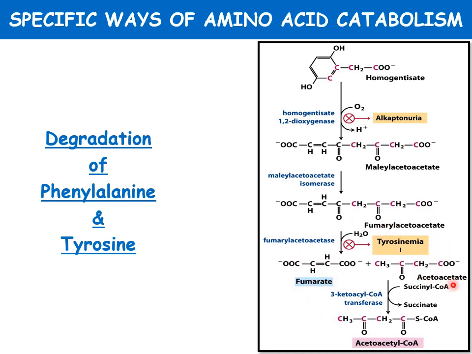So in the first slide we have seen that phenylalanine and tyrosine are ketogenic and glucogenic. The fumarate enters into the TCA cycle, is converted into oxaloacetate and enters gluconeogenesis, while the acetoacetate is converted into acetoacetyl-CoA and goes to ketone body formation, or is split to acetyl-CoA and goes to fatty acid synthesis.